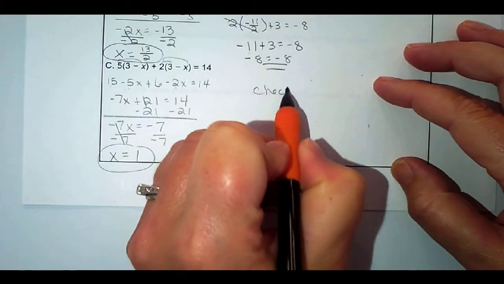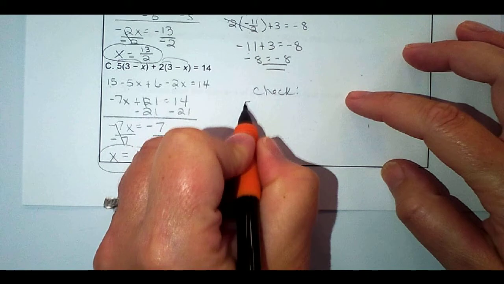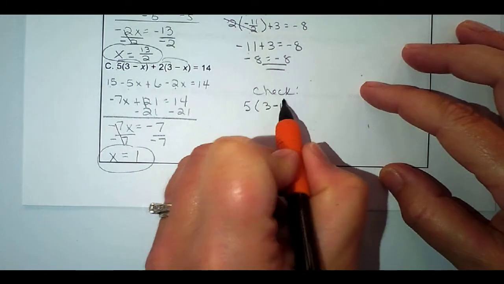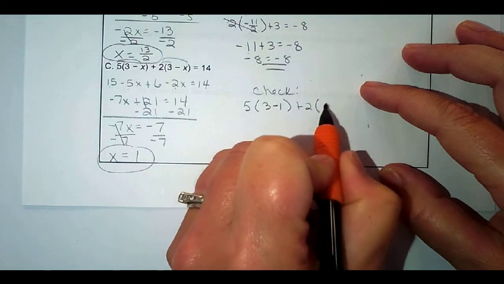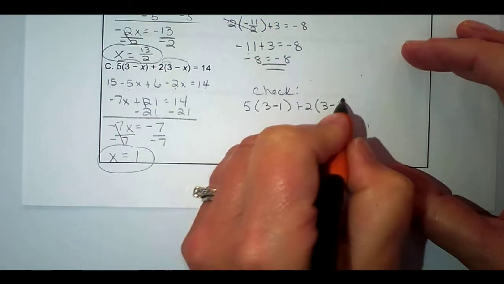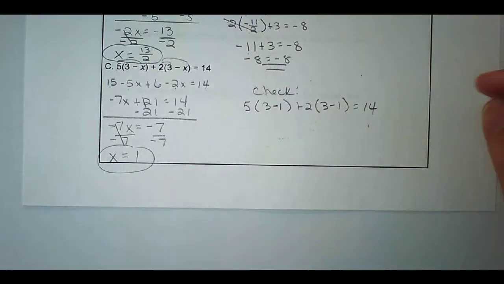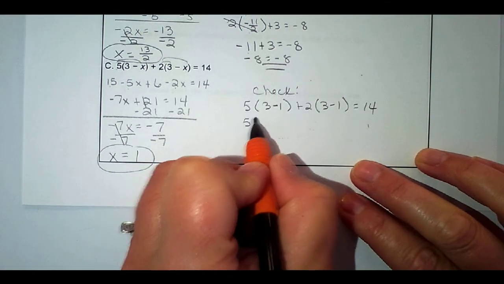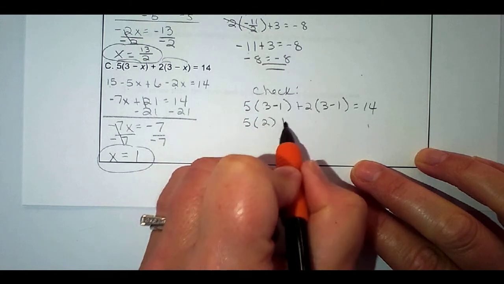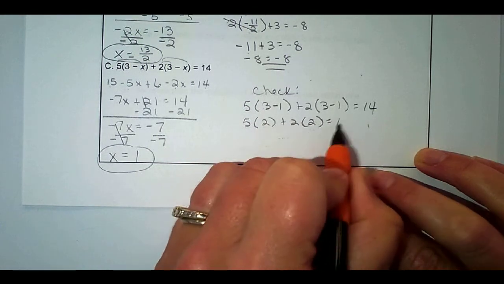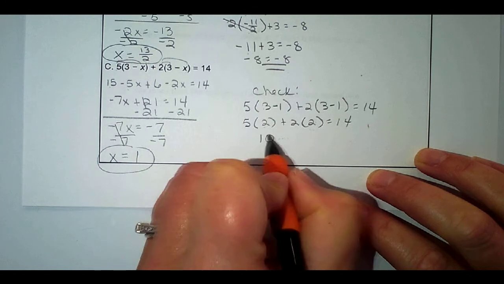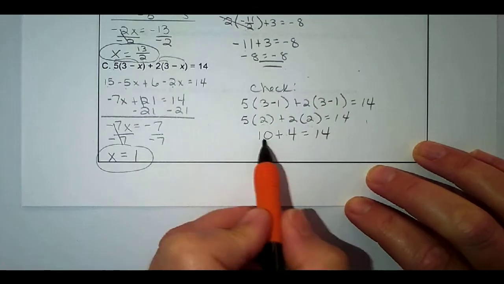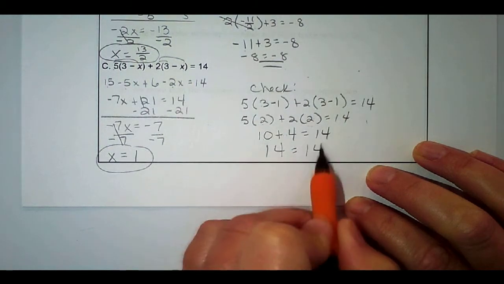And we will check this one as well. So we have 5 times 3 minus 1 plus 2 times 3 minus 1 should give me 14. So do inside parentheses first. So 5 times 2 plus 2 times 2 equals 14. 5 times 2 is 10. 2 times 2 is 4. And 10 plus 4 is 14.